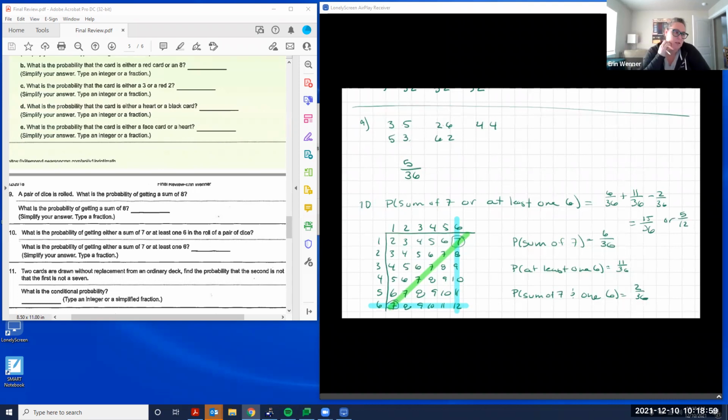So I really like to draw the diagram. It doesn't take that long, especially when you're doing this at home, right? You're going to have all the time in the world. So I like to draw the diagram, and then you're able to color those spots and actually identify what's overlapping and all of that.